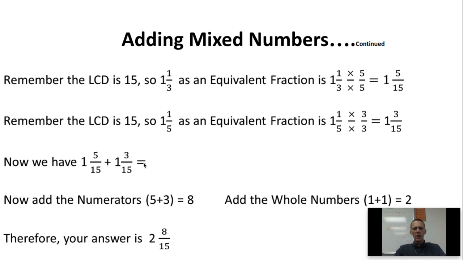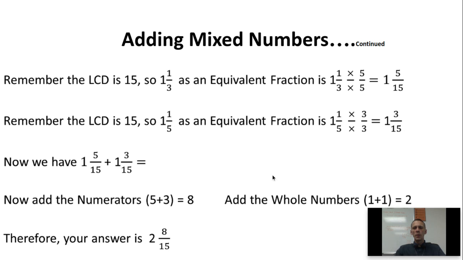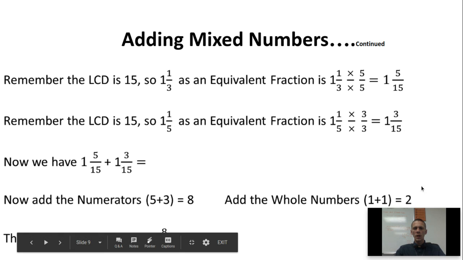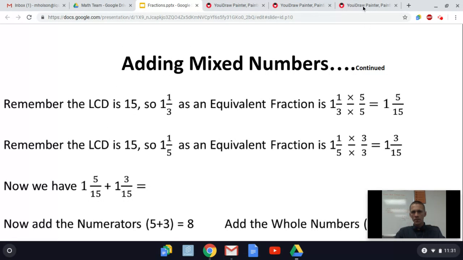And now when you get here, simply add the tops, add your numerators. 5 plus 3 will give you 8. And then add your whole numbers together. So 1 plus 1 will give you 2. So your answer is going to be 2 and 8 over 15. Perfect. So let's go ahead and get to another example.